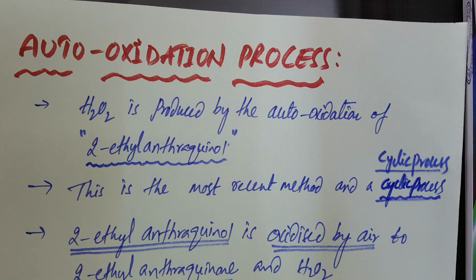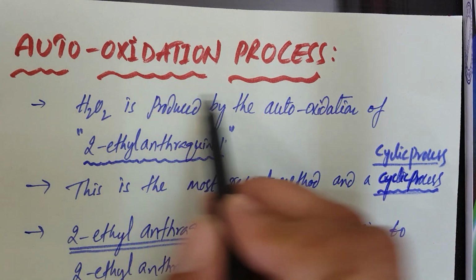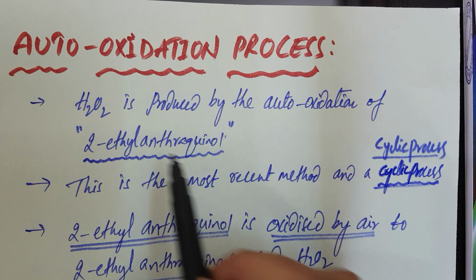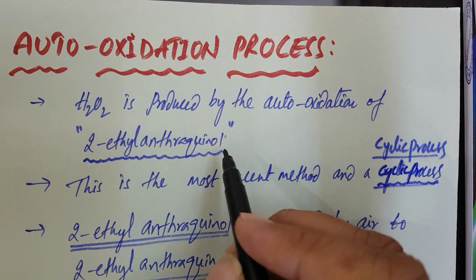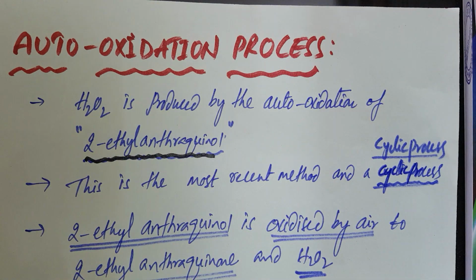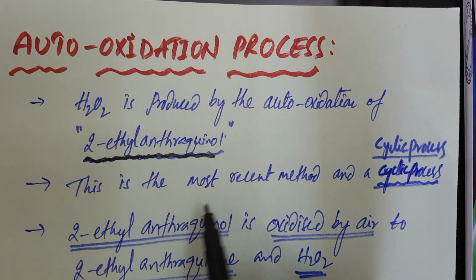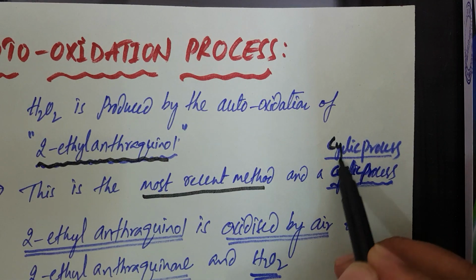Now the next preparation is the auto-oxidation process. Hydrogen peroxide preparation method, one of the methods is what? Auto-oxidation process. Here the starting material, hydrogen peroxide, is produced by auto-oxidation of what? 2-ethyl anthraquinol. This is the most recent method and this is a cyclic process.